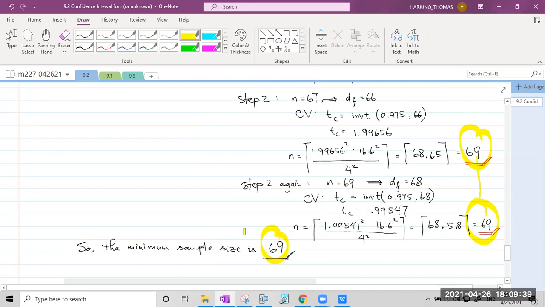But I once had a case back at USC where I needed to repeat step 2 three times. So let's say first I get 69, and then when I use that 69, I get 68, and after that I get 68 again. Once you get the same number twice after repeating step 2, then you know that's where you can stop.